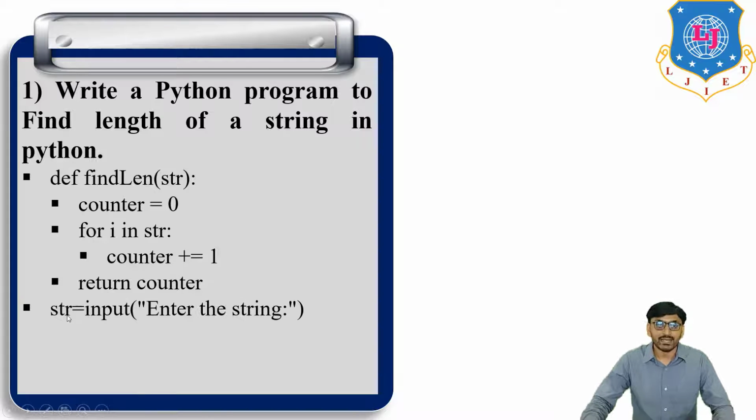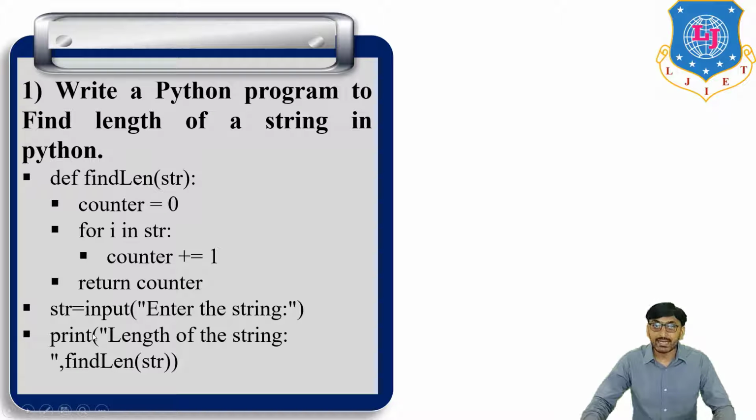Okay. Then str is equal to input, enter the string. Now here input is one type of function, and whatever we enter into input is in the form of a string. So str is equal to input, then enter the string. And at last print length of the string, that is find_len and in the bracket str. So this last one, find_len and str, is the function calling.